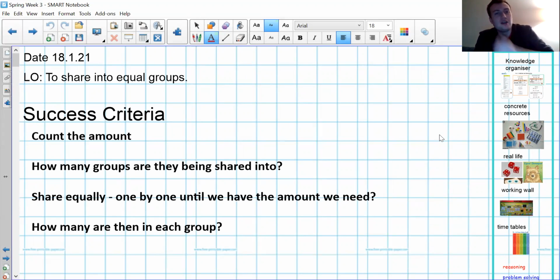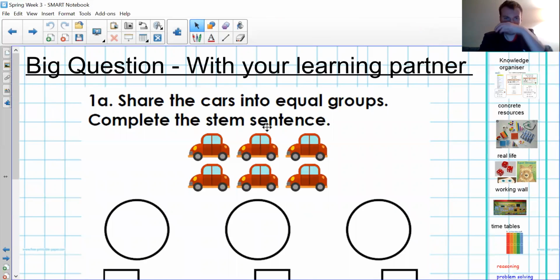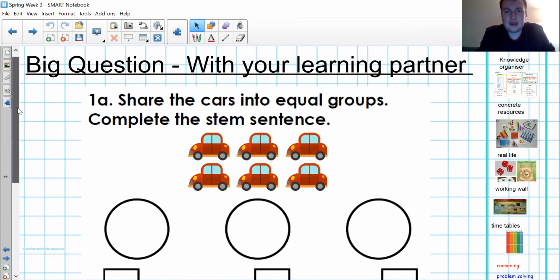Right, so today we are looking at sharing numbers, or just things, into equal groups. So we need to look at how many groups we need to share the thing into, make sure it is equal, make sure they all have the same amount, and then be able to count how much is in a group.